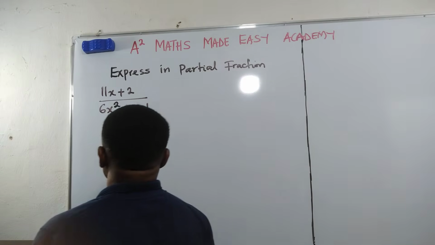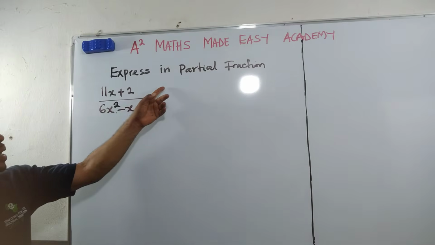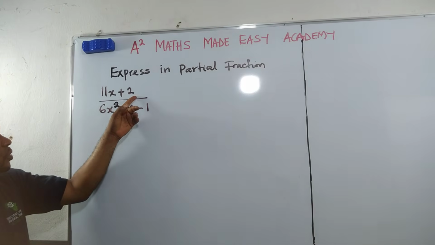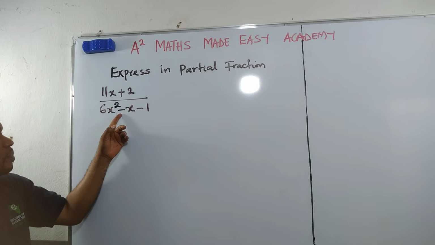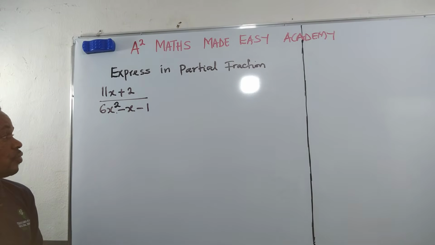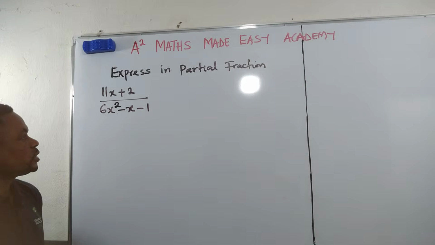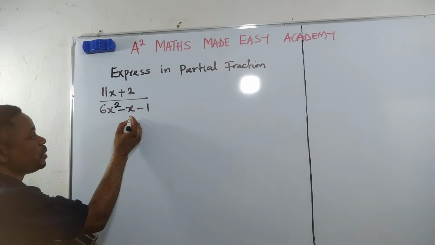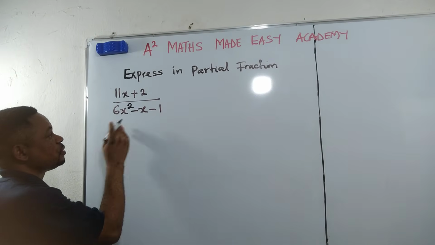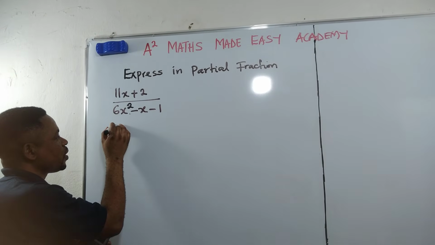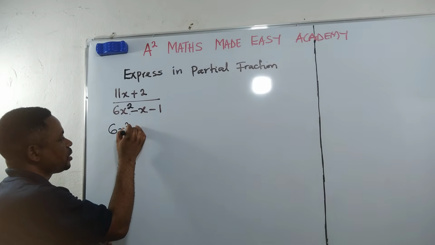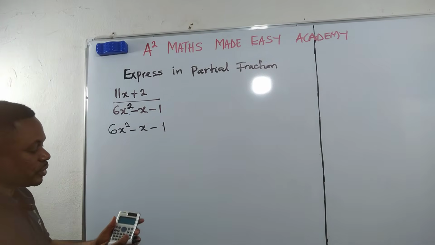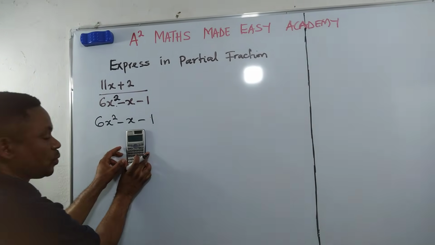Now let us observe this question. I want you to watch. Now the question says, express in partial fraction, we have 11x plus 2 all over 6x squared minus x minus 1. Are you there now? Now what I'm going to do first of all is to decompose the denominator. And how do we decompose it? By factorization. So if you are given 6x squared minus x minus 1, and I want to use calculator method to operate on it now, I want you to watch this.